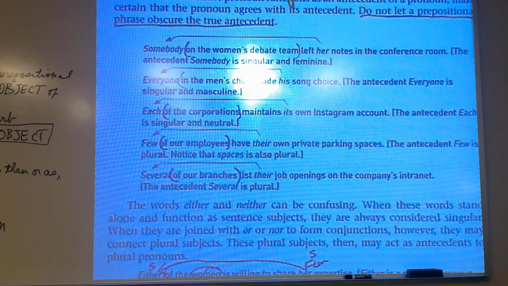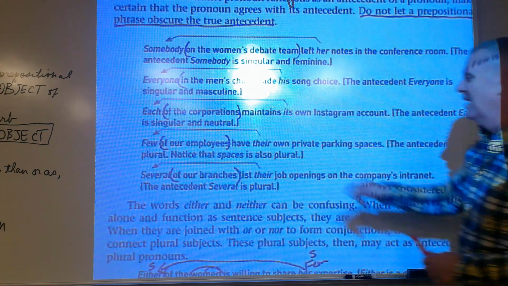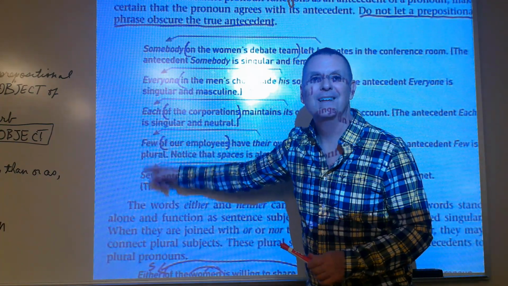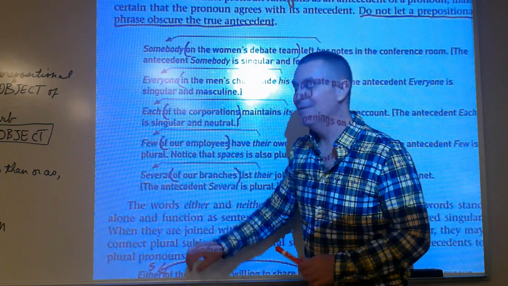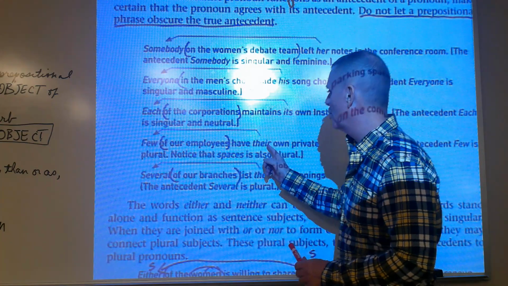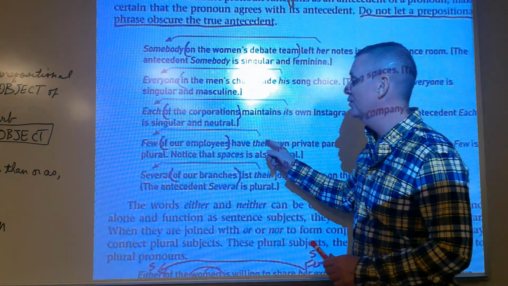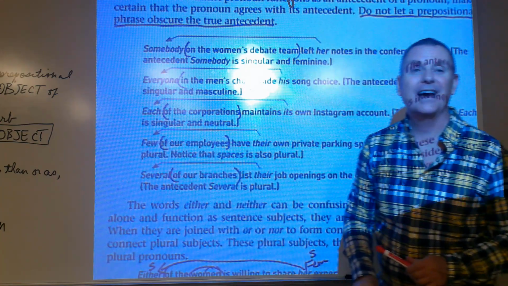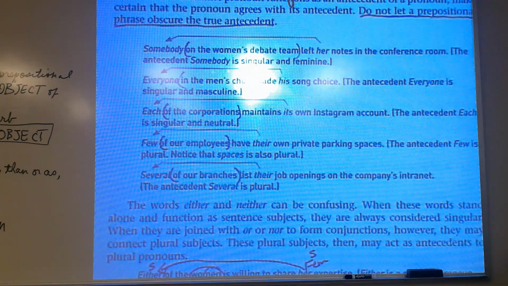I think you skipped. Men's choir, women's debate, you said corporation, few, and then you went to the next one. Oh, did I really? Yeah. It works in both cases, few and several. Yeah. So few and several are both plural, and so plural pronouns have to refer to the plural indefinite pronoun, few and several. It worked well. Yeah, I was like, wait a minute.